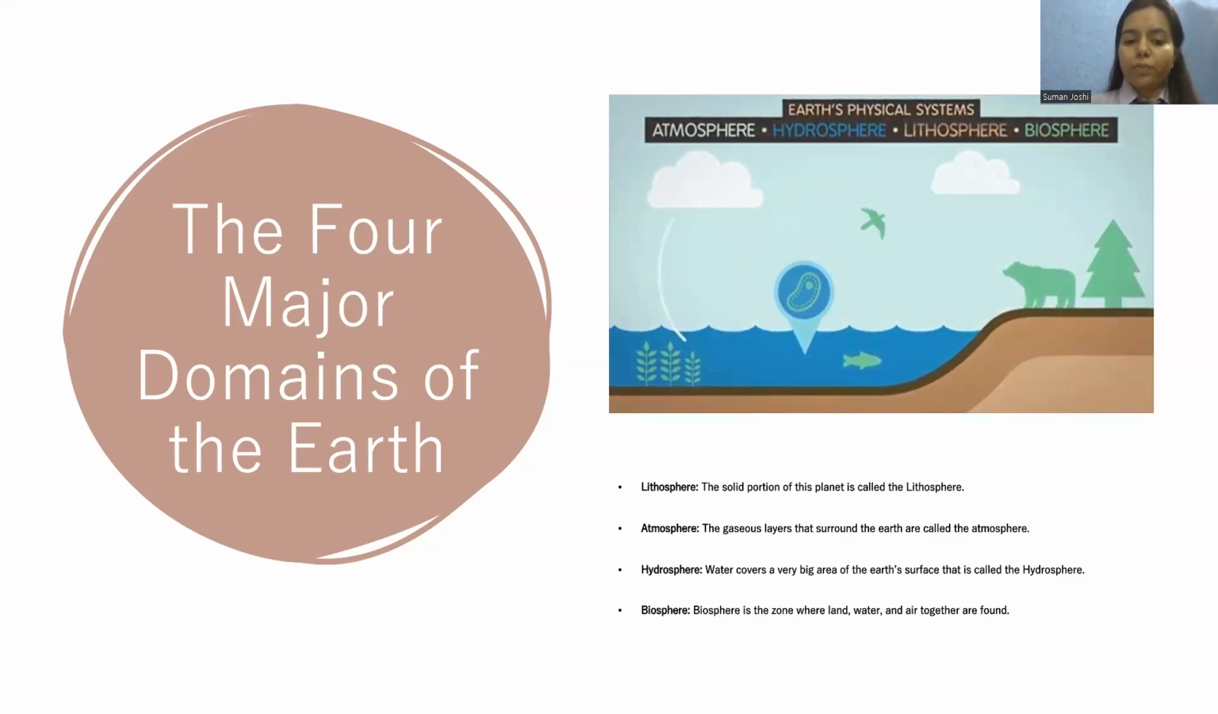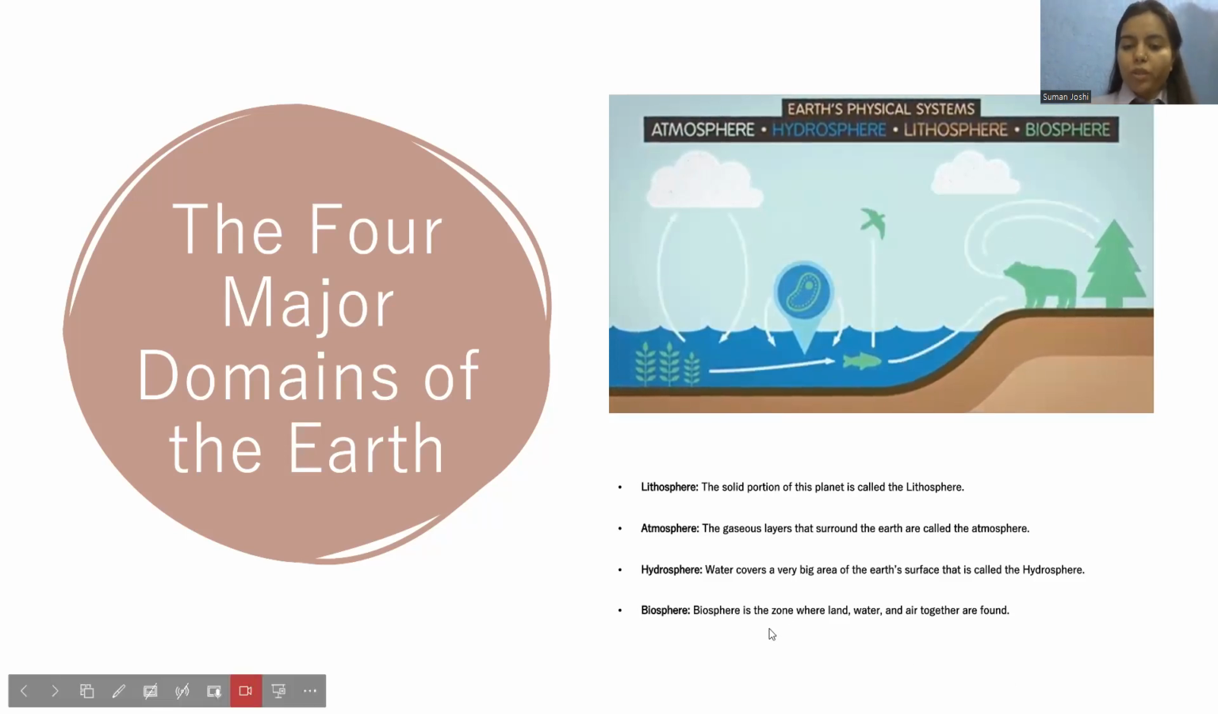Third is hydrosphere. So, class, what is hydrosphere? Water covers a very big area of Earth's surface, and that is called the hydrosphere. The hydrosphere domain comprises all the water on the planet, including oceans, seas, rivers, lakes, and even the water vapor in the atmosphere. Next is biosphere. Biosphere is the zone where land, water, and air together are found. So we can say that it is the interaction between the biosphere and other domains that sustains life as we know it.